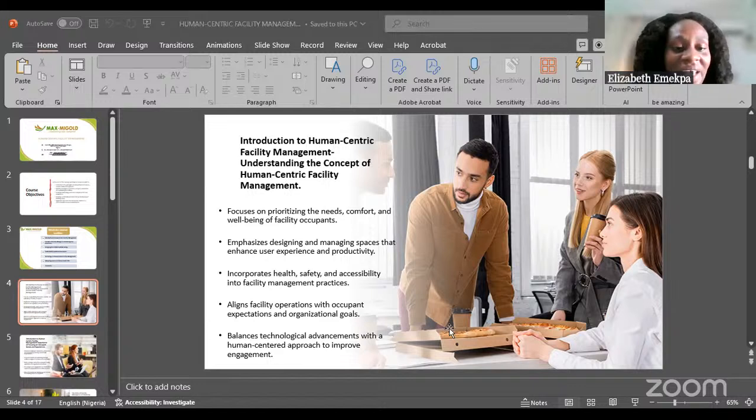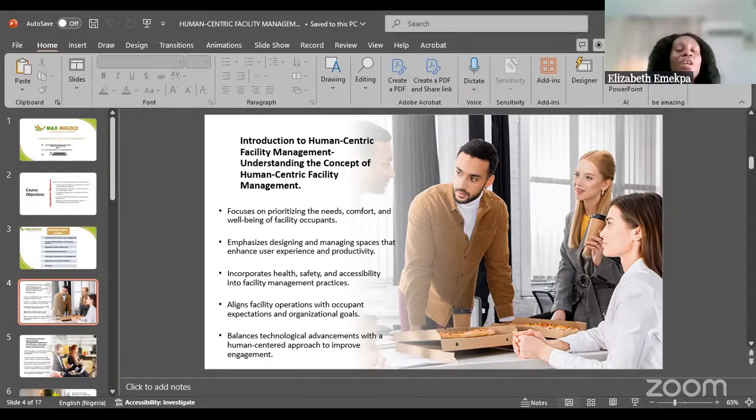It emphasizes designing and managing space that enhances users' experience and productivity. All right, we design and manage space to ensure that our users have a good experience and productivity. It incorporates health and safety and accessibility into facility management practice. All right, how can we incorporate health and safety and accessibility into facility management practice, especially health and safety?